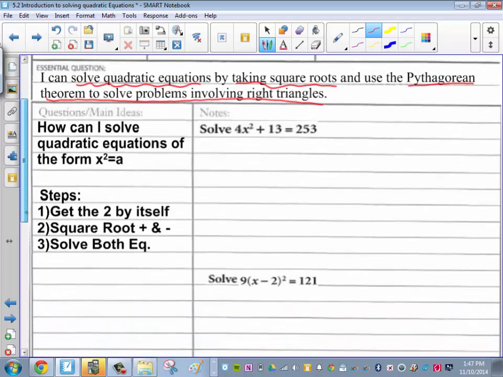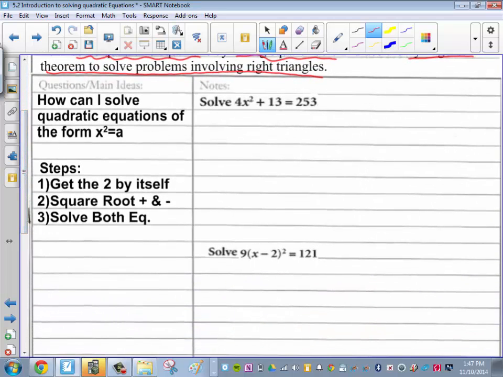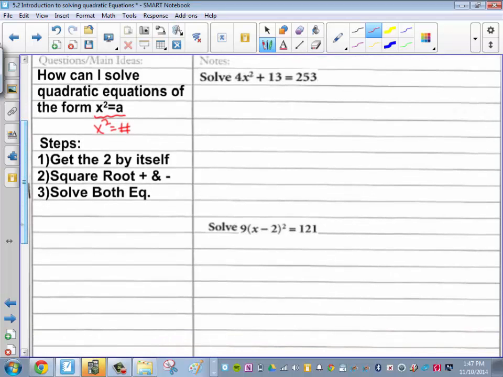Let's get started. The first question I want to pose to you is, can you solve a quadratic equation of the form x squared equals a? They don't always look this simple, like x squared equals a number, but they're of this form because you can get them to be that way. And so here's the first step.